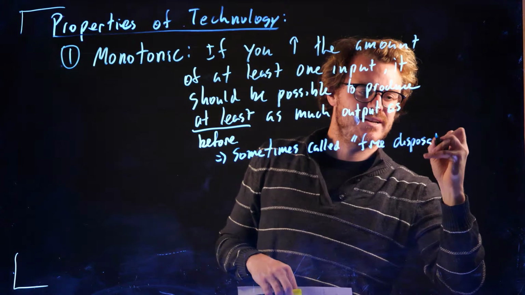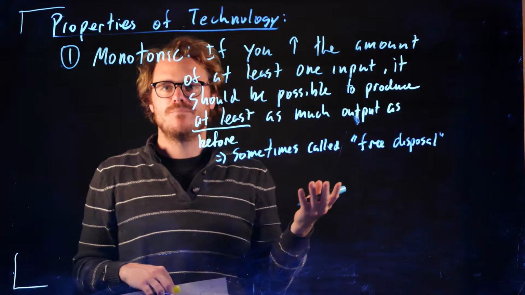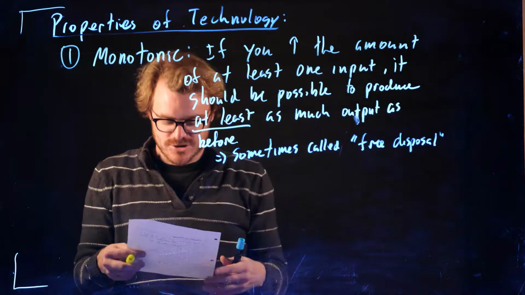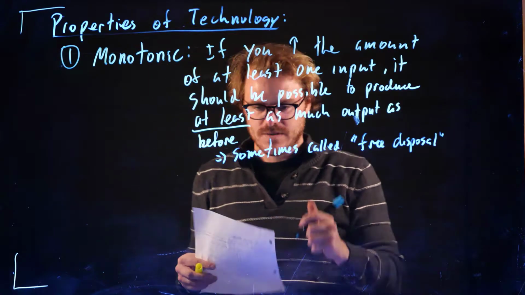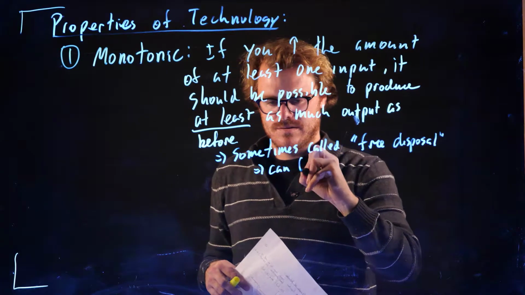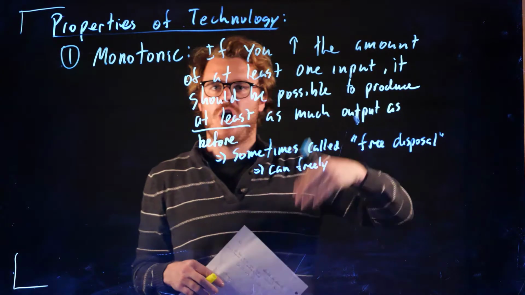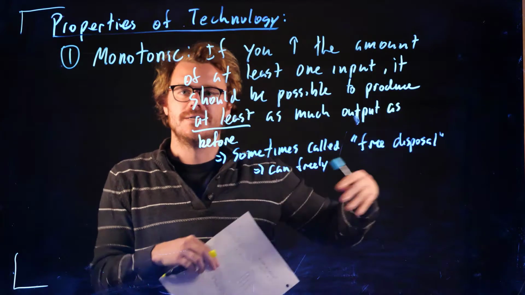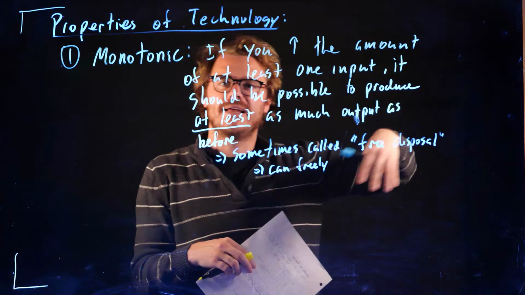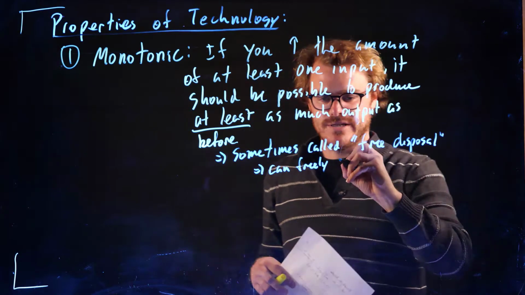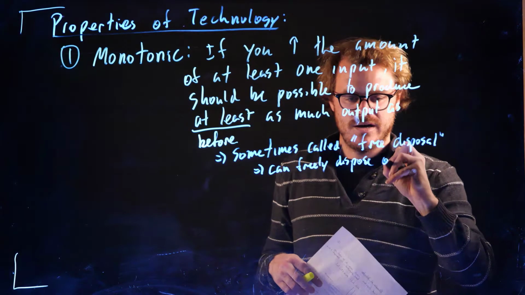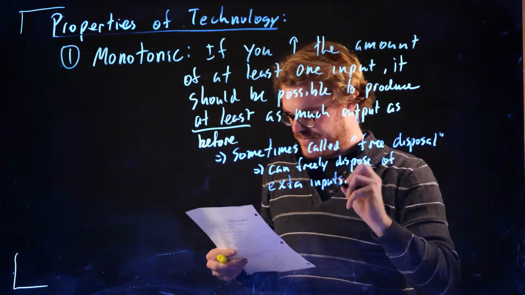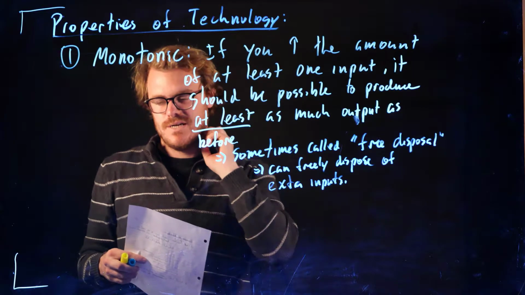In the sense that, if you have more inputs and you don't want to use them, you could freely dispose of these extra inputs. So it's never actually going to harm your production to have more inputs than you need, or you're not going to be able to produce less because you have to pay to get rid of it or something like that. You can freely dispose of extra inputs. All right, so that's the first property.